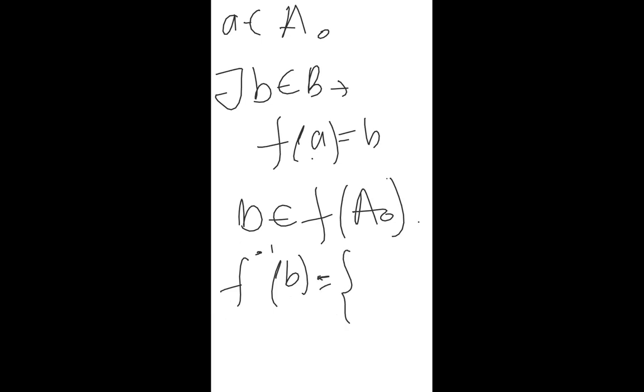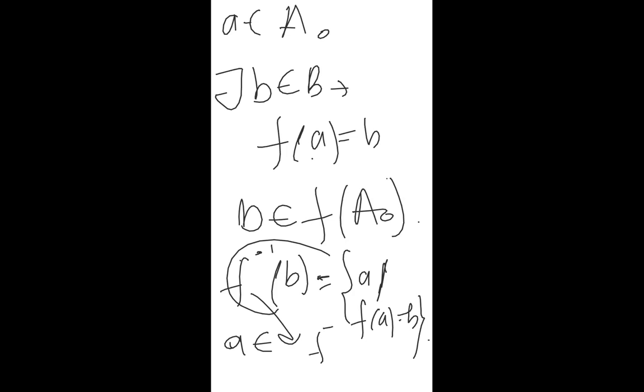Well, that's just the set of preimages of B, right? Oh, so it's not a function, but it's a set. And it's a set of A's such that F of A is equal to B, right? Yep. And we know that our initial A that we were looking for is in this set. Okay, so A is in this, and this is a subset of F negative one of F of A sub zero. Okay, so we have proved it.